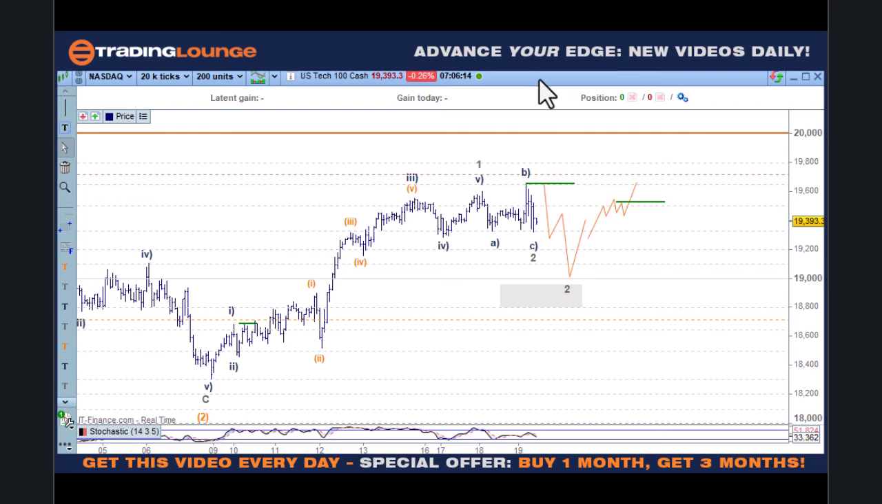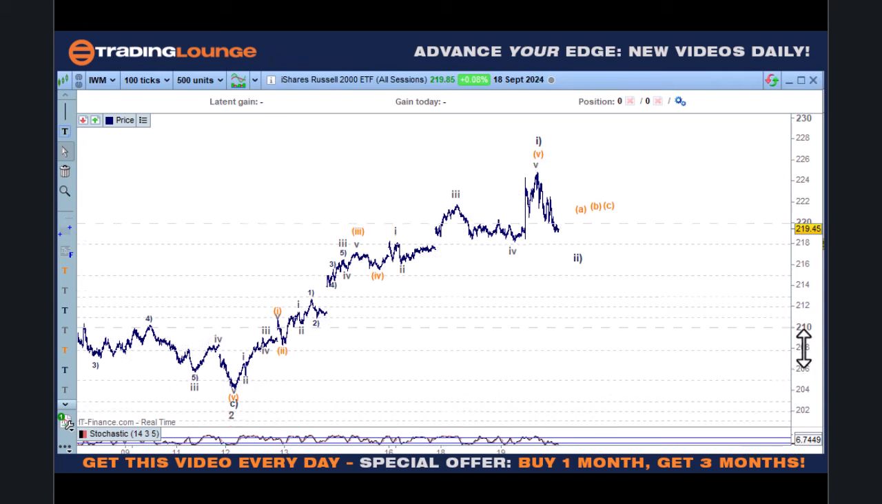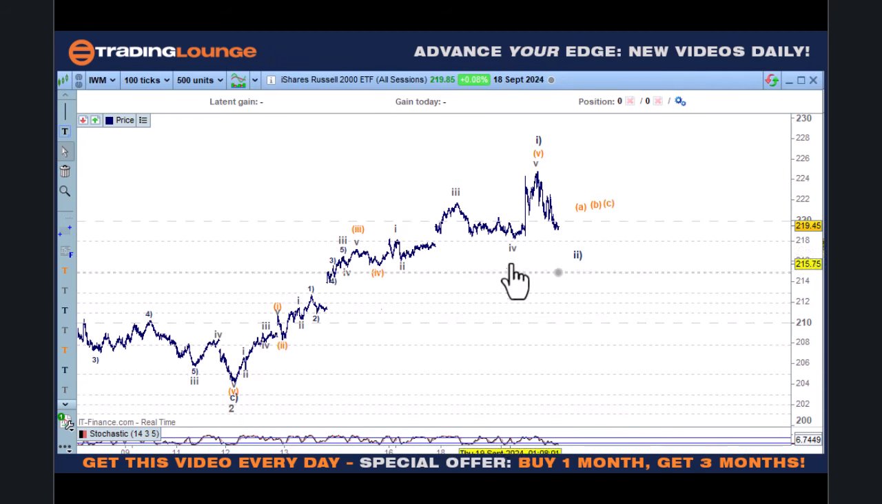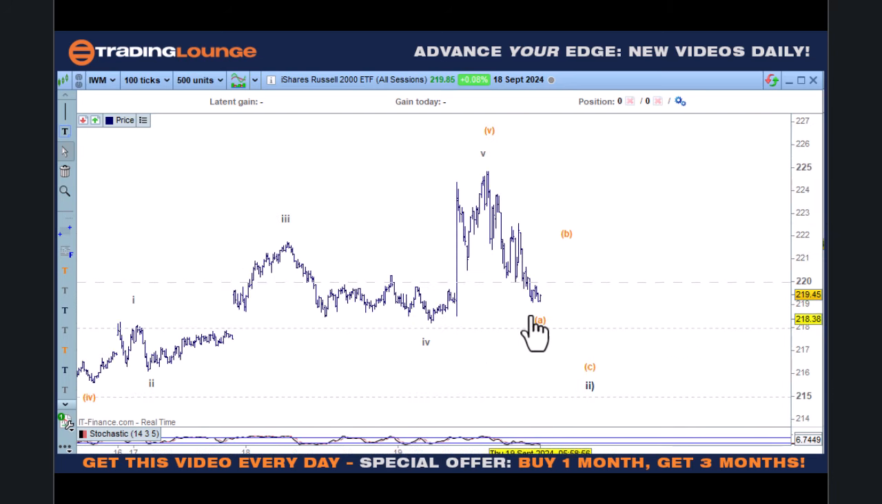So anyway, we're getting there, and then we come over to the Russell. It's 1 degree smaller. Here we've got a nice 1, 2, 3, 4, 5 up here, so we can call that top in here. I could put the A wave here, the B wave here, and the C wave over here. It could come down further. Obviously lower rates are good for these smaller companies that access finance and so on. It's also possible to put this into here and look for this low in here as well.